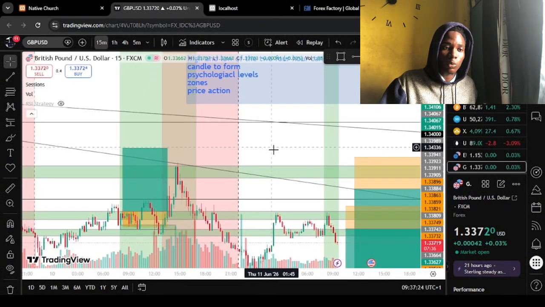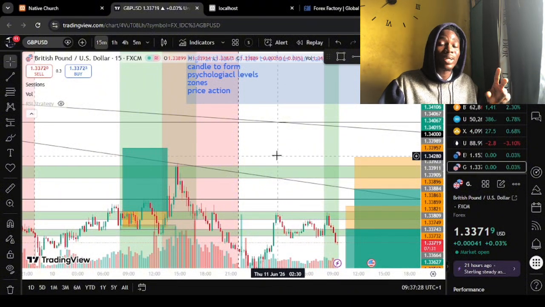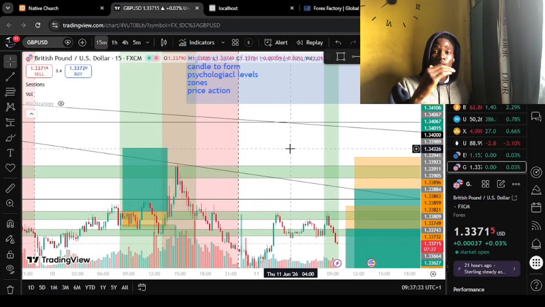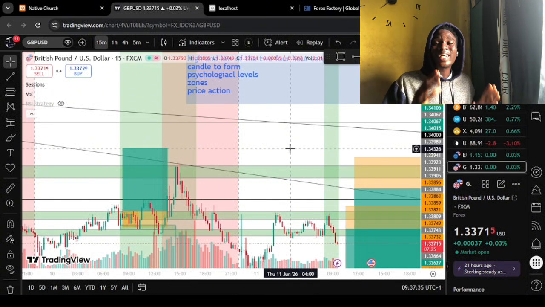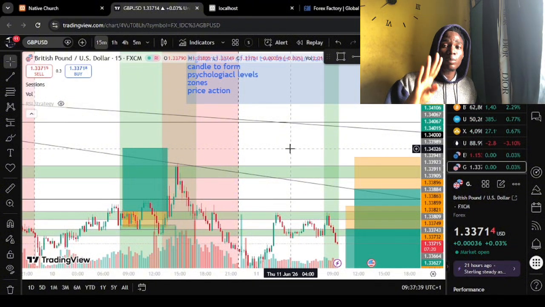So, in this case, I map it out. We have something called the main psychological level and the sub psychological level. The main psychological levels are actually 100 pips apart, but in my case, I use the sub psychological level a lot, and the sub psychological levels are only 50 pips apart.